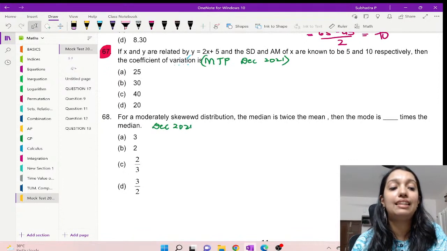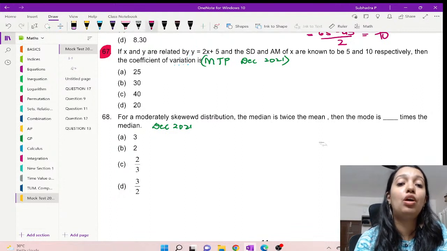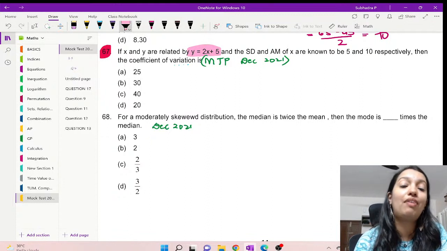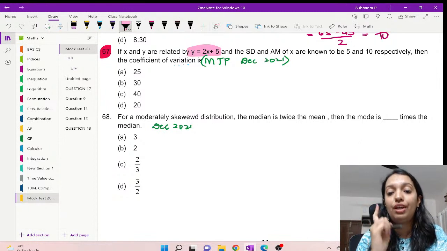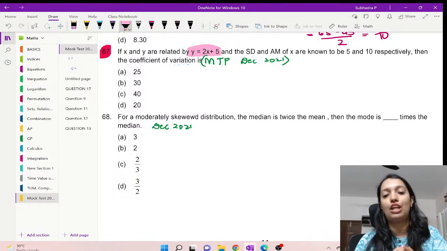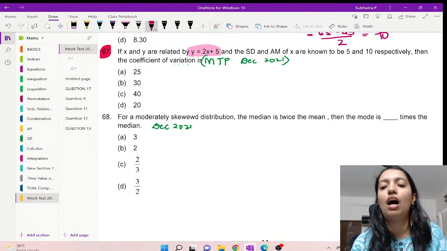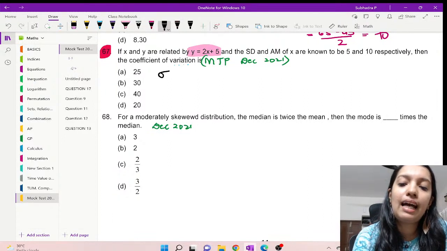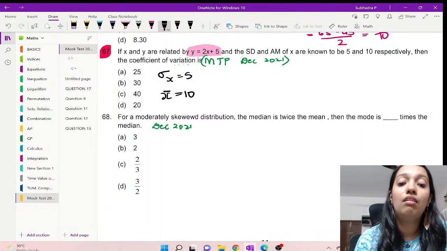67th one. If x and y are related by y is equal to 2x plus 5. So we already have an equation. Remember that. From this equation, what value can we find? B value. B value is very important whenever we are dealing with the deviation chapter. Next, SD, standard deviation, and arithmetic mean are 5 and 10 respectively. Let me write down this information. Standard deviation of x is 5. Arithmetic mean of x is 10.